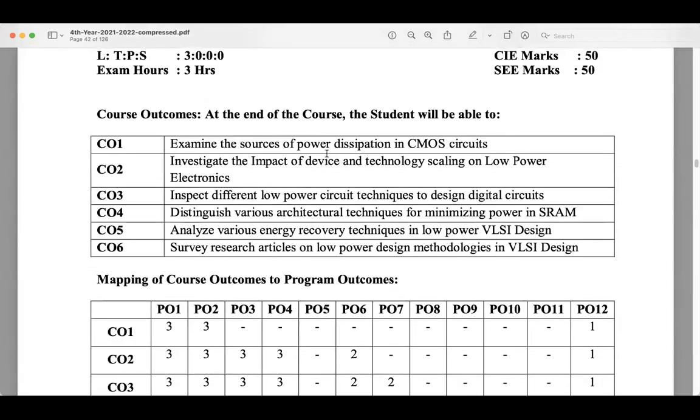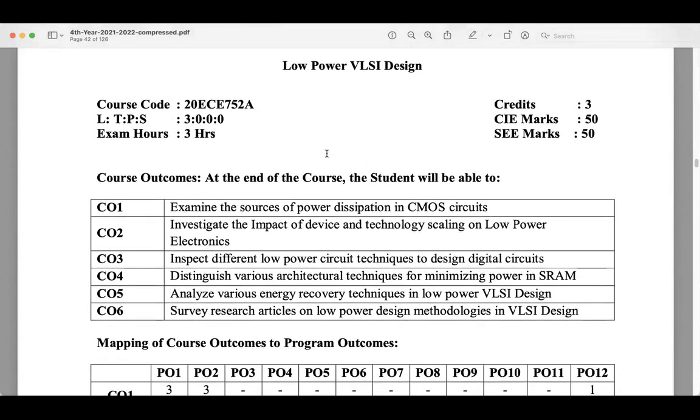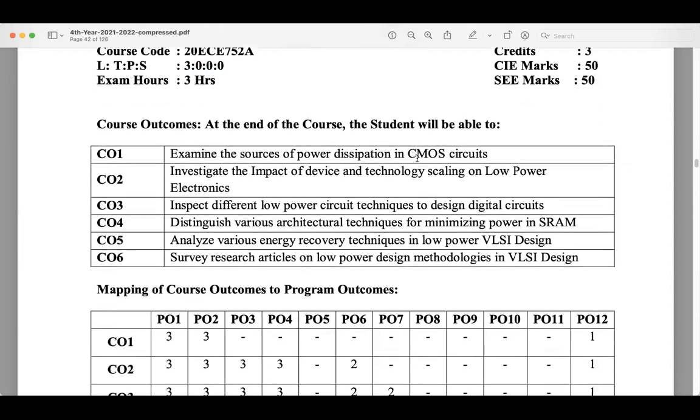Okay, and before that, let us look into the course code. It's going to be 20 EC 752A, and the examination is going to be 3 hours. So we will have about 3 lectures per week, and there are no tutorial or practical sessions for this, right? The number of credits for this course is going to be 3, and as you all are aware, CIE marks is going to be 50, and SEE is going to be 100, scaled down to 50, so totaling up to 100. So once this subject is done, what is the outcome?